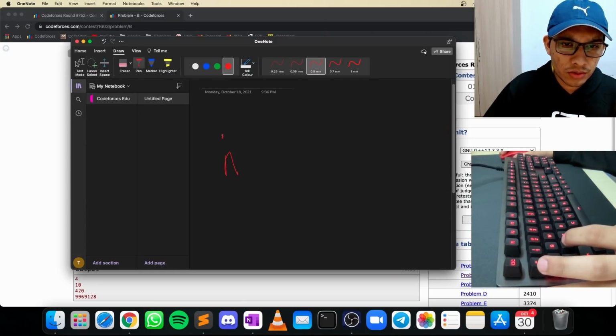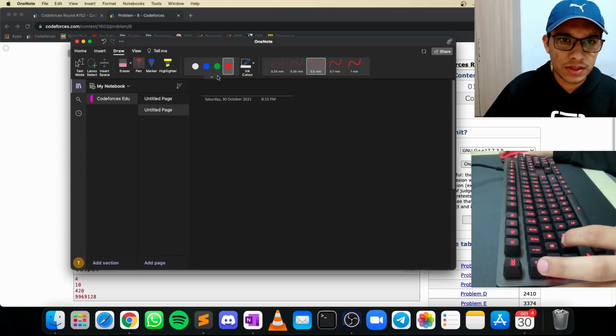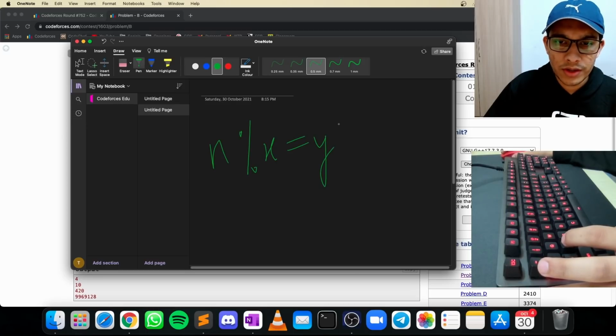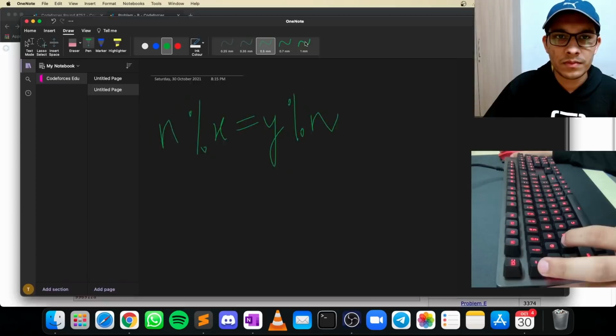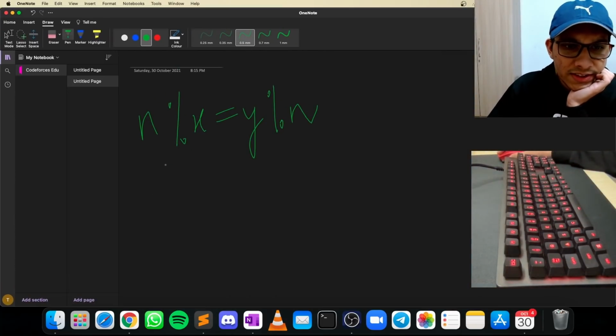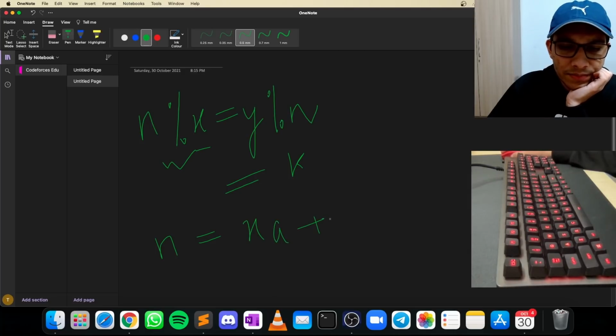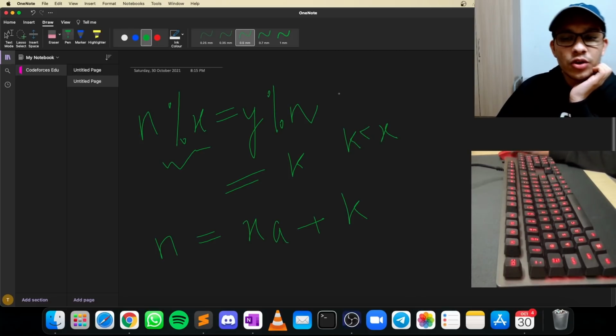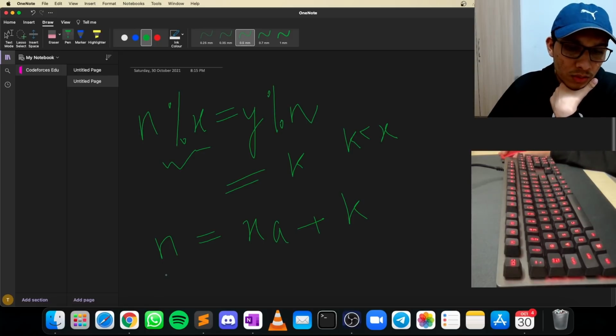Let me make another page here. n modulo x should be equal to y modulo n. Let's look at this. Let's say this value is equal to k, then we have n equals x times some value a plus k. k is the remainder here, and k is less than x. So y modulo n will also be equal to k. So y equals n times b plus k. This is what we want.